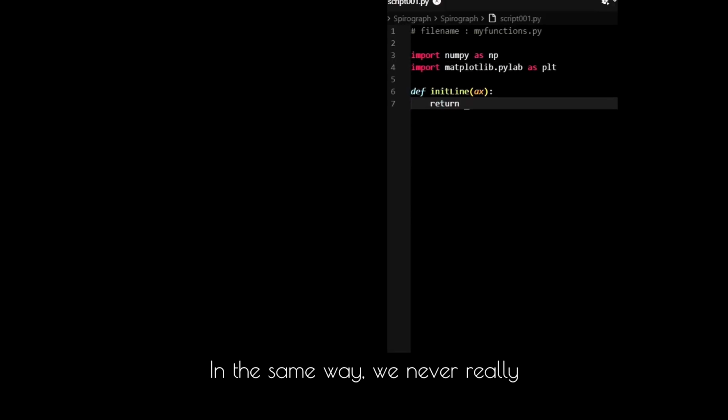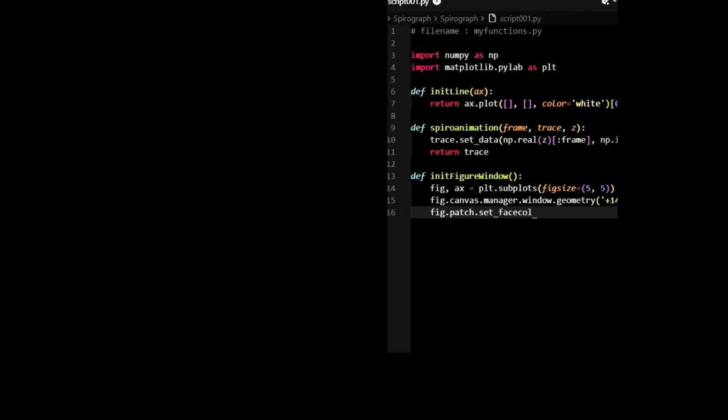In the same way, we never really encounter zero directly. What we encounter is its structuring role, its ability to mark absence, to define boundaries, to give shape to systems by introducing emptiness.